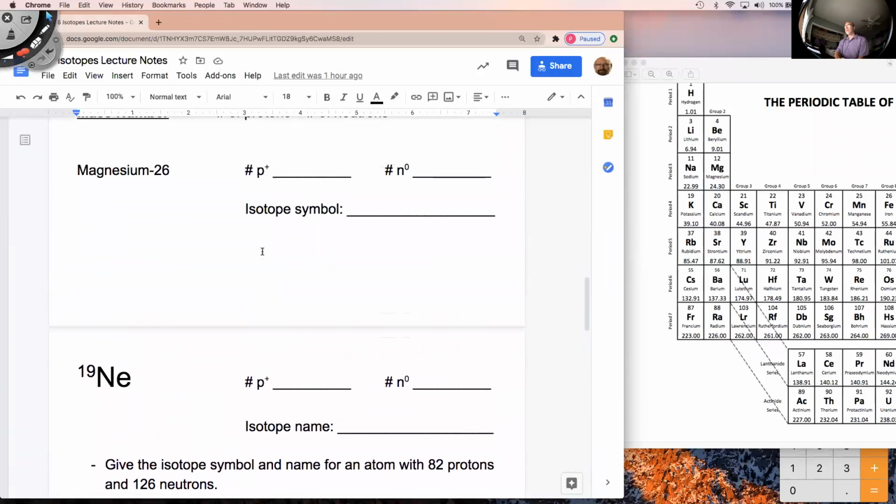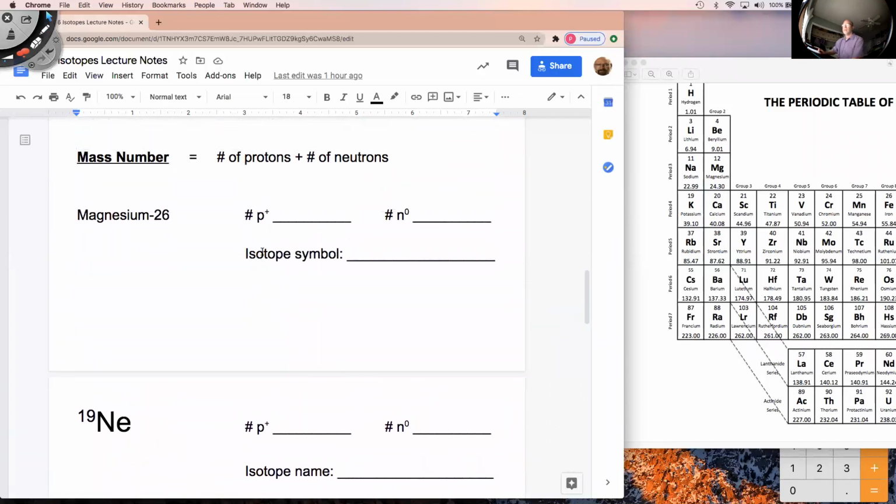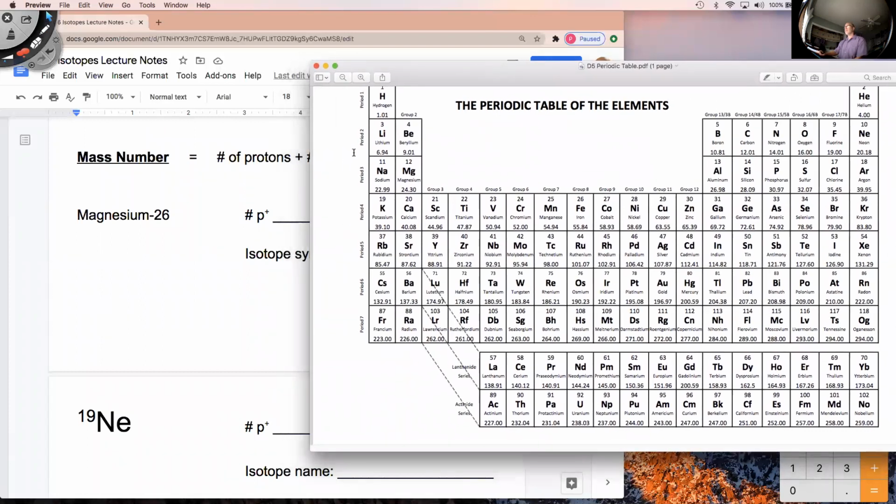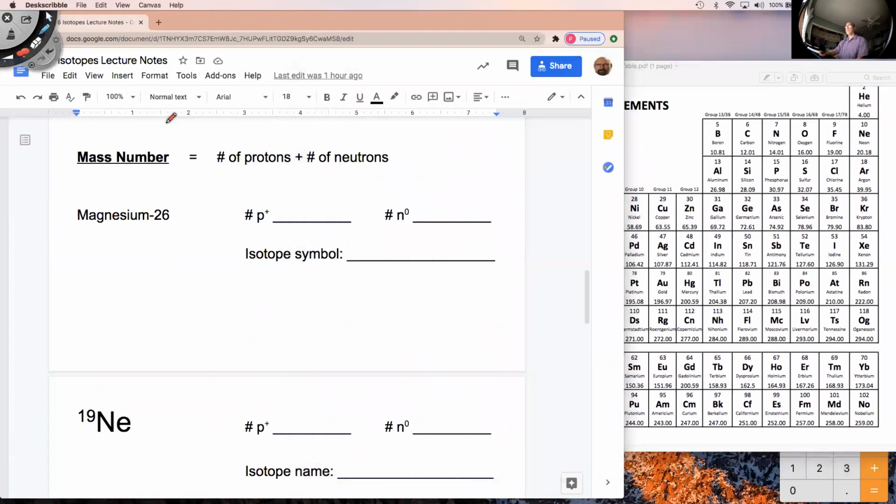The next one is Ne, right, with a little 19 on it. So let's go find Ne, and we're going to look on our periodic table. Where is it? And it's element number 10 right here. So element number 10 right here is neon. It's over on the right-hand side.